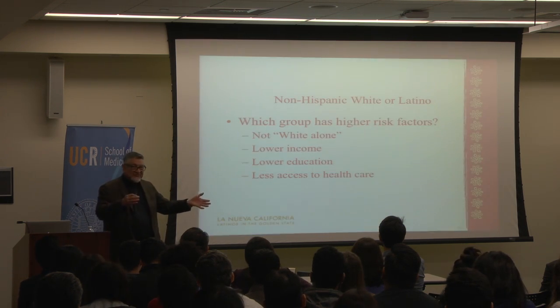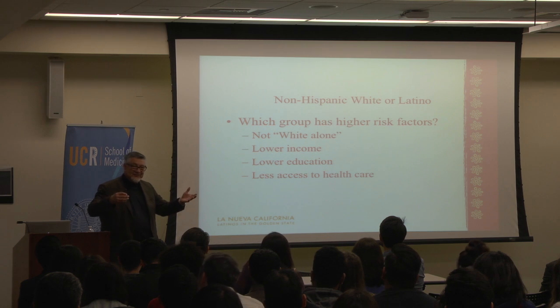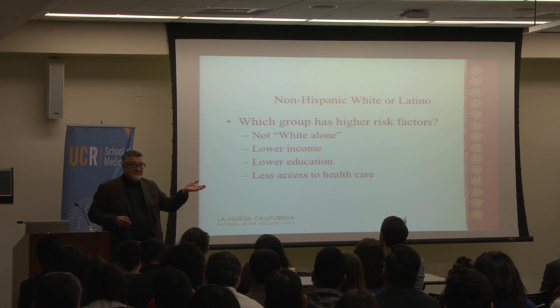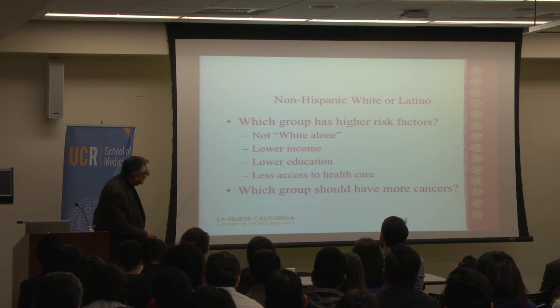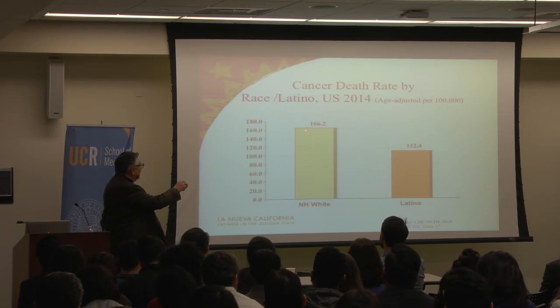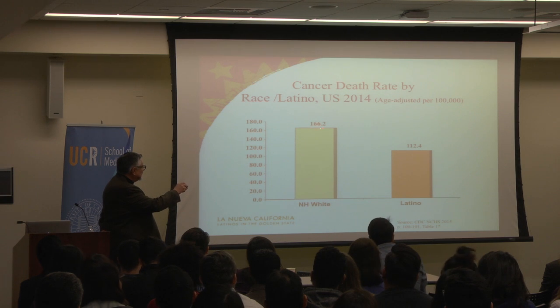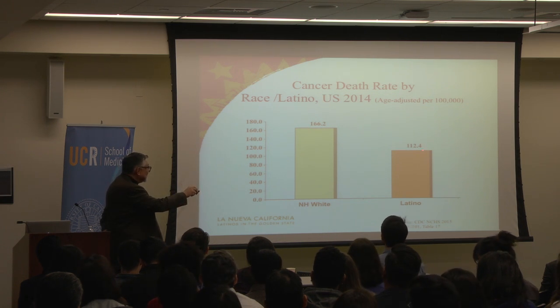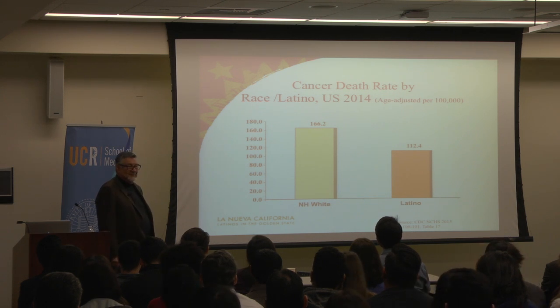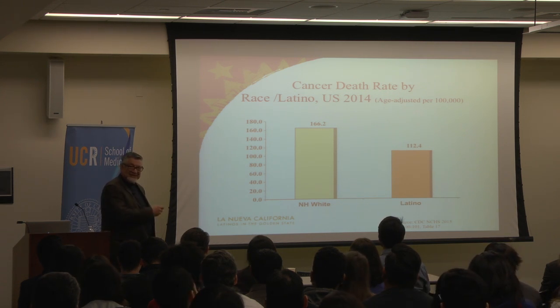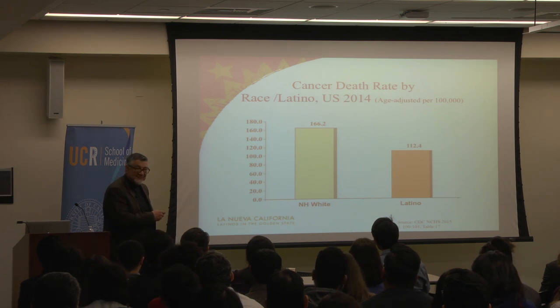Which group has higher risk factors, non-Hispanic white or Latino? Latino. Which group by the model should have a higher cancer mortality rate? Should be Latino. For non-Hispanic white, it's 166.2. Latino is 40% lower, 112.4. Is this surprising to anybody? The data have been around for 35 years. We haven't looked at them.